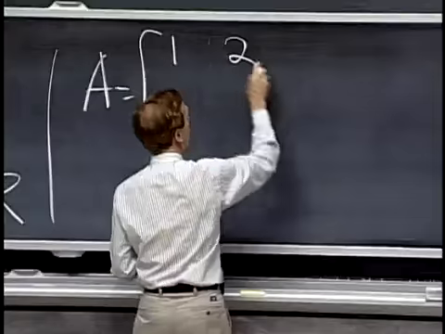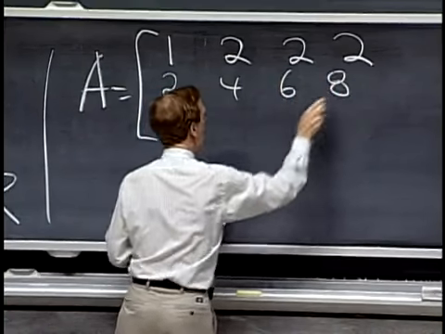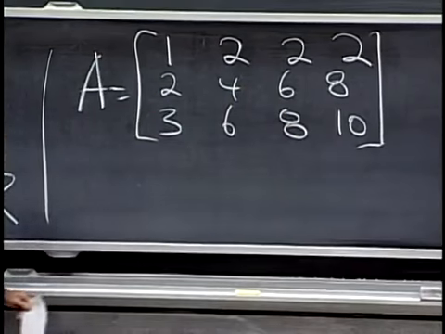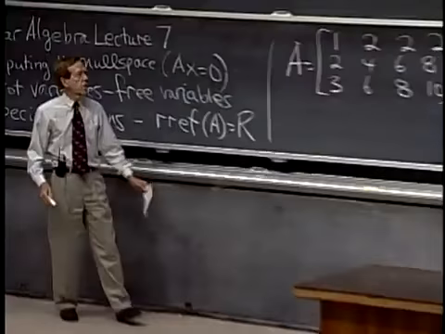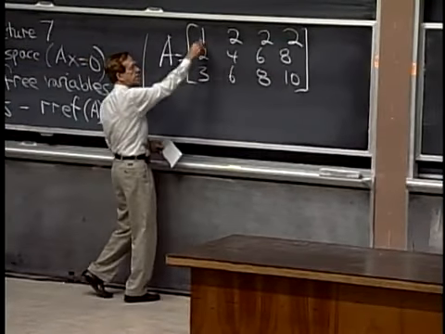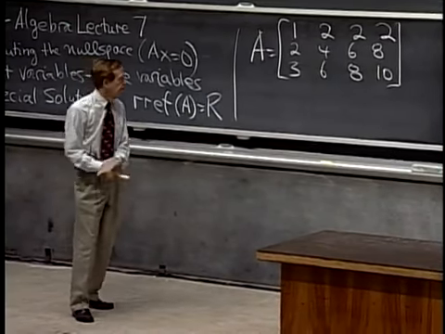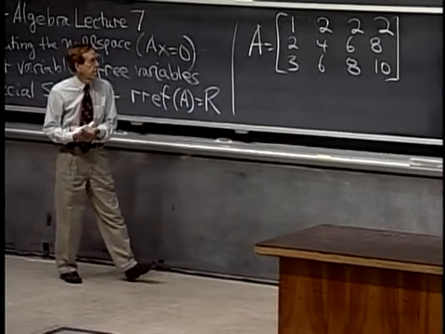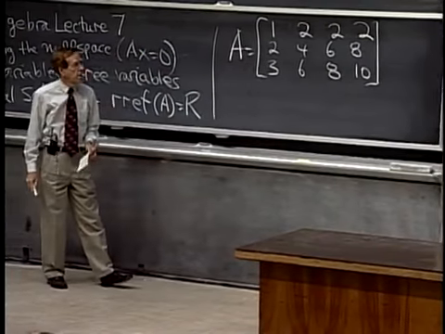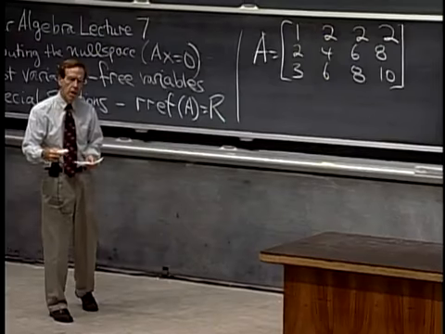So I'll have 4 columns and 3 rows. 1, 2, 2, 2; 2, 4, 6, 8; and 3, 6, 8, 10. If I just look at those columns and rows, well, I notice right away that column 2 is a multiple of column 1. It's in the same direction as column 1. It's not independent. I'll expect to discover that in the process. Actually, with rows, I notice that this row plus this row gives the third row. So the third row is not independent. So all that should come out of elimination.